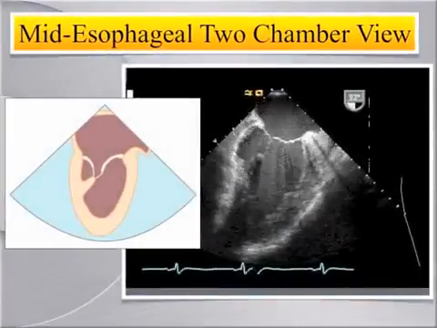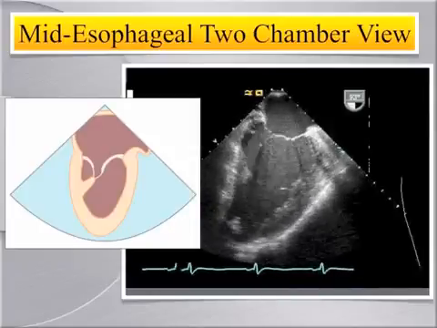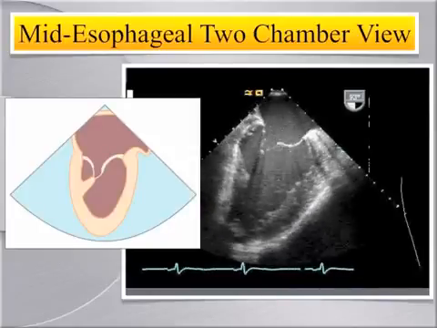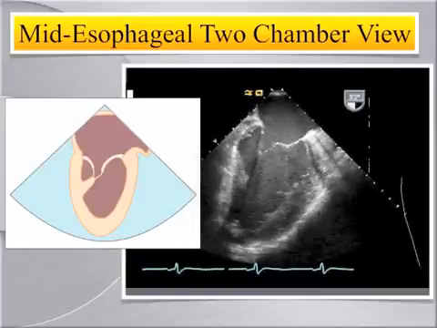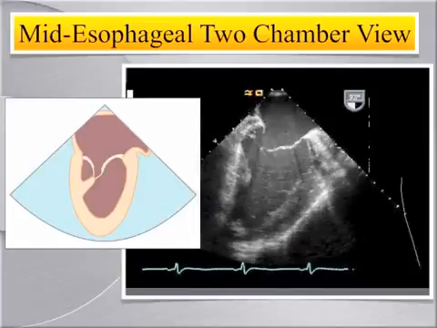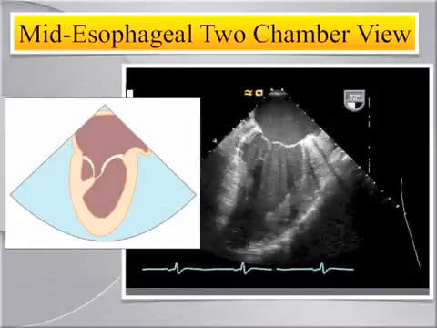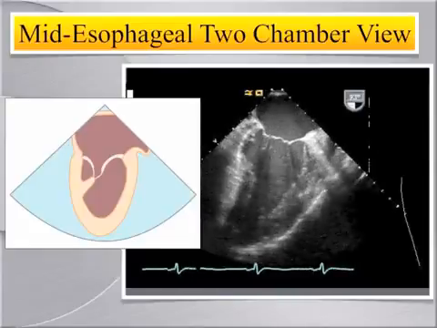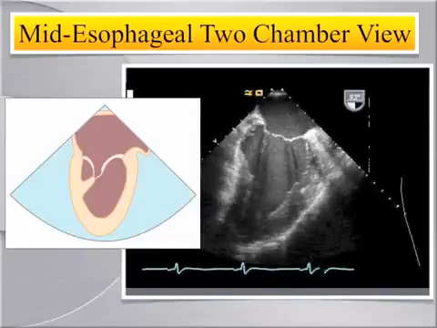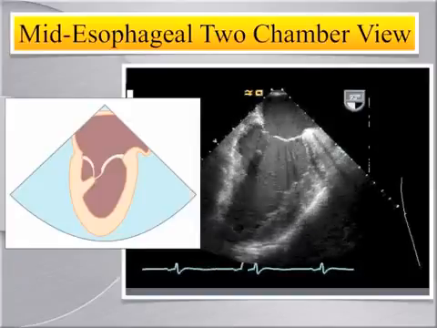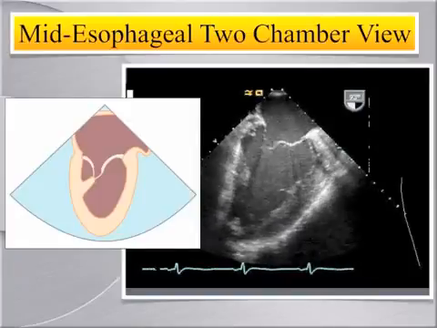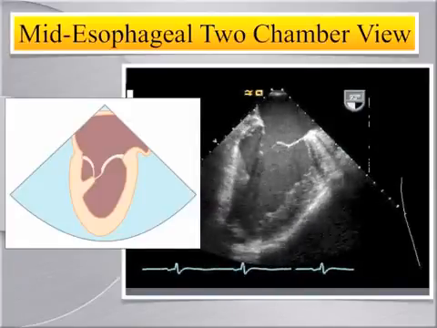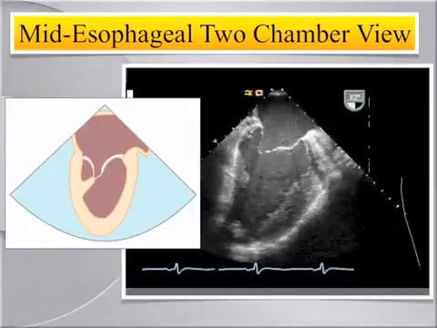At 90 degrees, the mid-esophageal 2-chamber view shows the anterior, on the right on the slide, and inferior, on the left on the slide, walls of the LV at the basal, mid, and apical levels. Note that apical foreshortening is a common issue in TEE, and thus the probe should be gently retroflexed to assure adequate apical visualization.